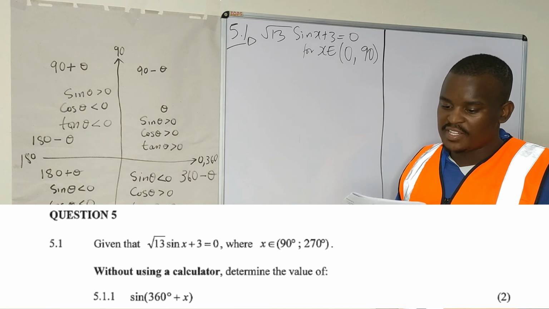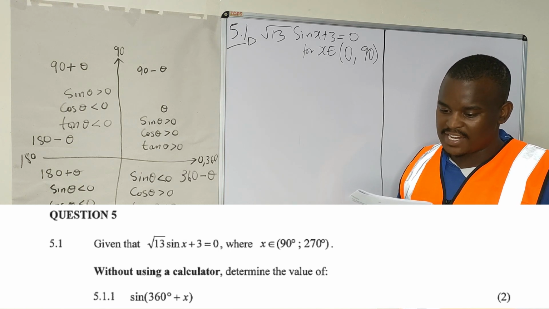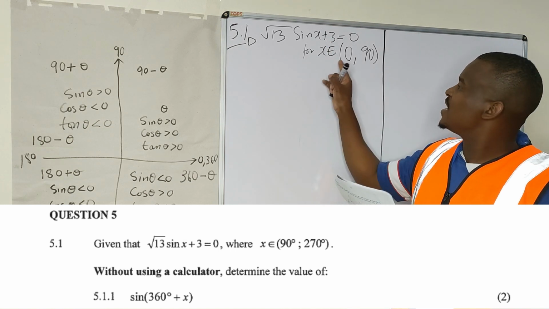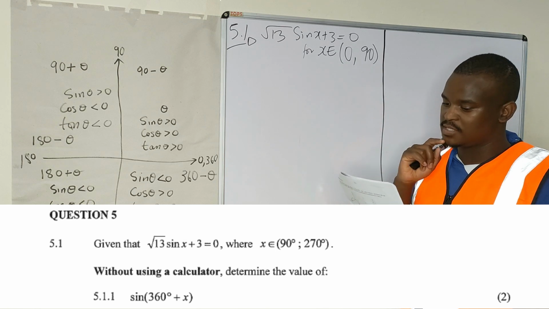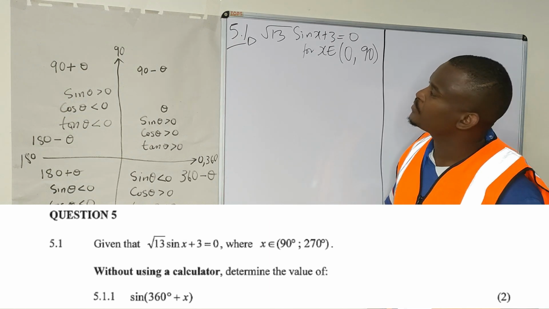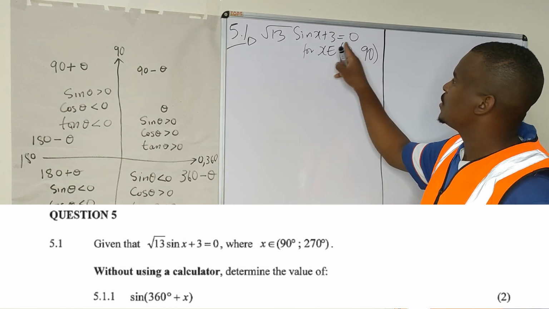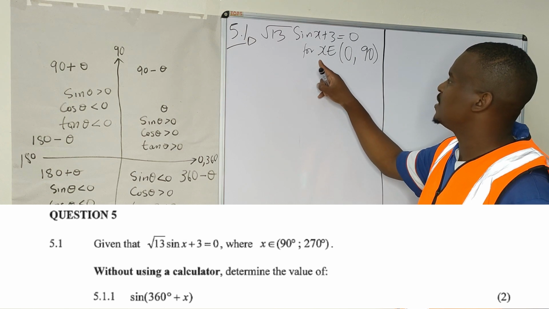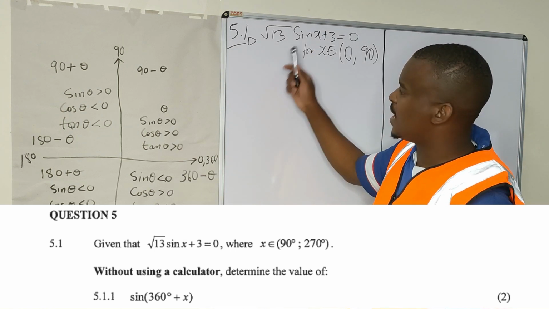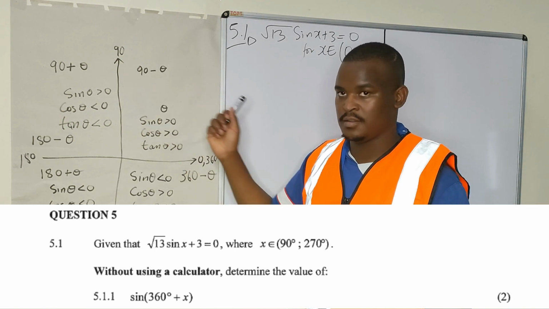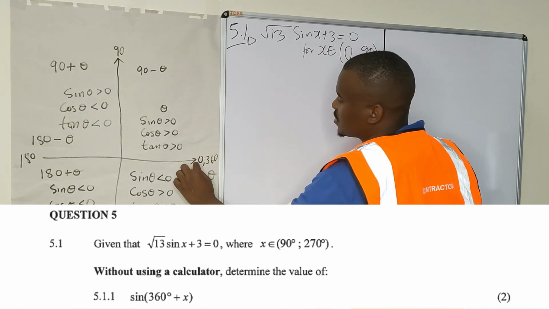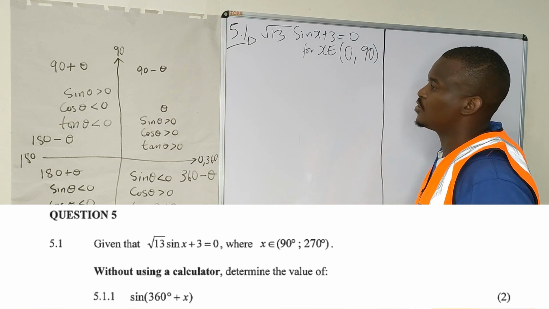5.1. Given that root 13 sine x plus 3 is equal to 0, where x is an element of the interval 0 to 90 degrees. Without using a calculator, determine the value of the following. So you are given this equation, and you're told that x, which is your angle, is in the first quadrant, between 0 and 90 degrees. That's what they're telling you.